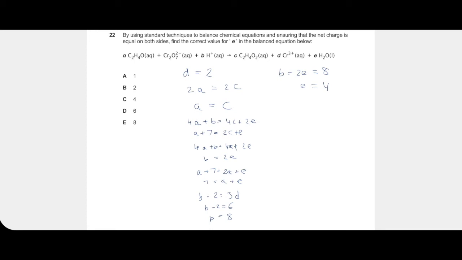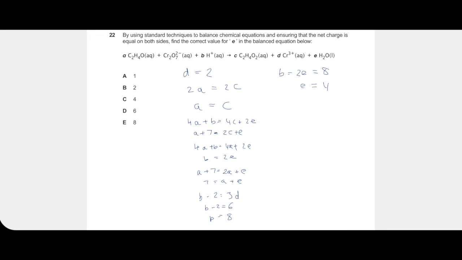Now let's move on to hydrogen. Hydrogen is equal to 4A plus B is equal to 4C plus 2E. And let's do the same with oxygen. A plus 7 is equal to 2C plus E. Now, using the carbon equation that we worked out before, where A is equal to C, let's replace C in the hydrogen and oxygen equations that we formed with A. So these equations will now turn to 4A plus B is equal to 4A plus 2E. That is for the hydrogen equation, the new one, and we could simplify that down to B is equal to 2E.